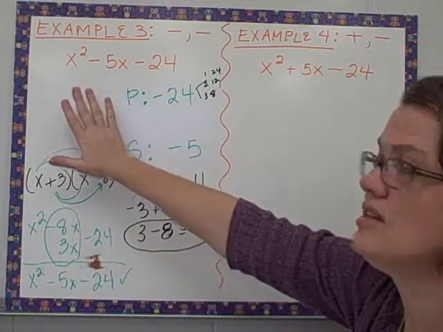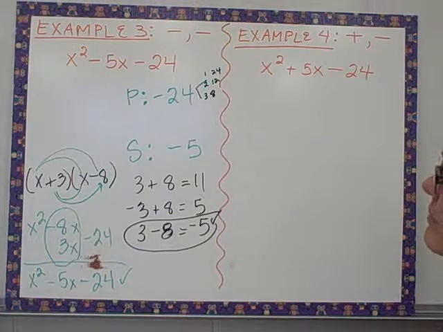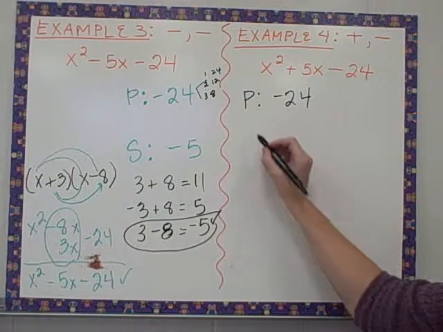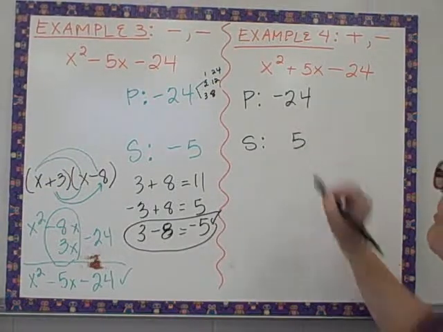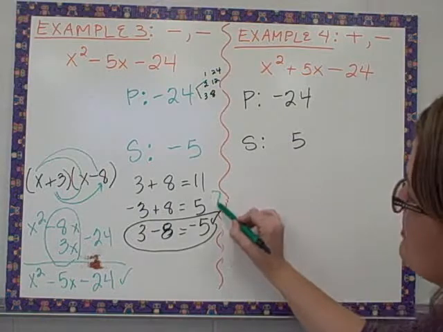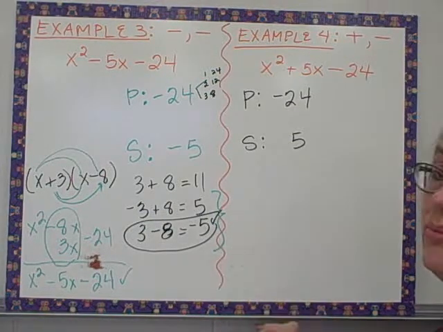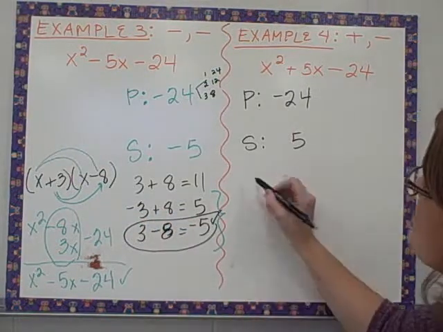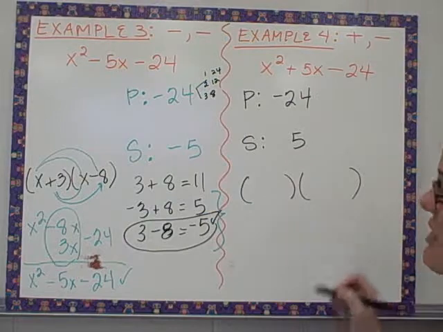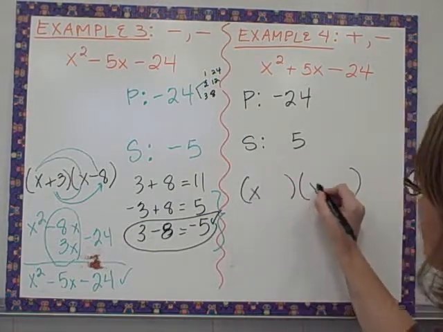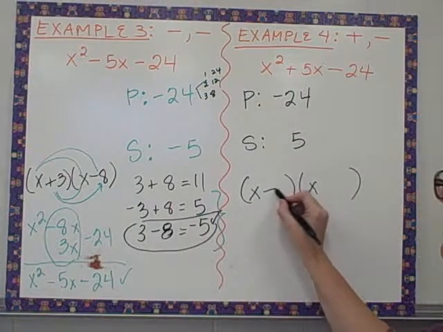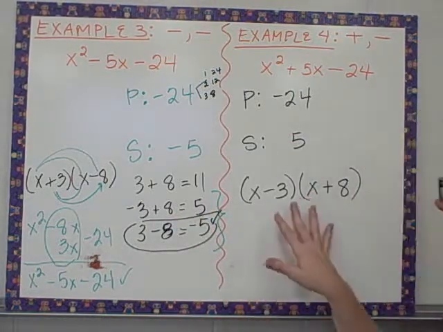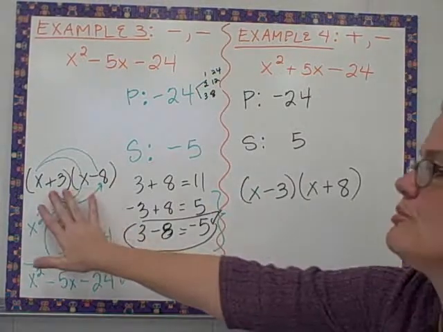Now, what's going to change from this problem to this problem is that while my product is still a negative 24, my sum this time is a positive 5. So if we look at these factors here, which one of them gave me the positive 5? The negative 3 and the positive 8 gave me the 5. So this time, I'm changing signs. X times x, I have minus 3 plus 8. So these would be my factors. See how they're different from the last problem?